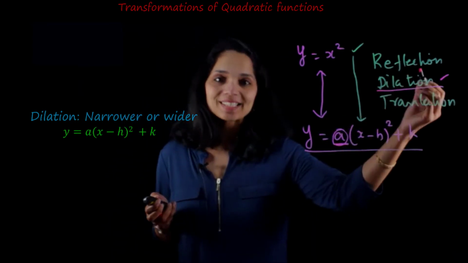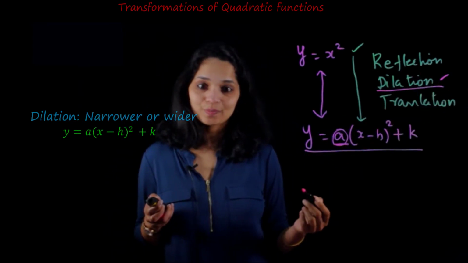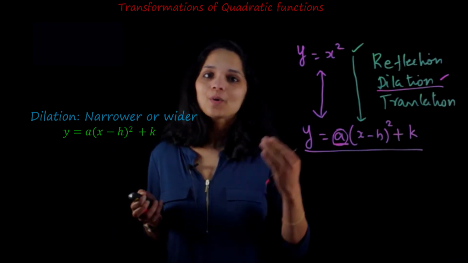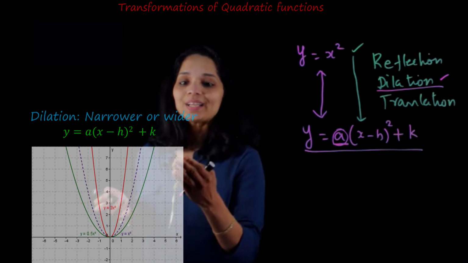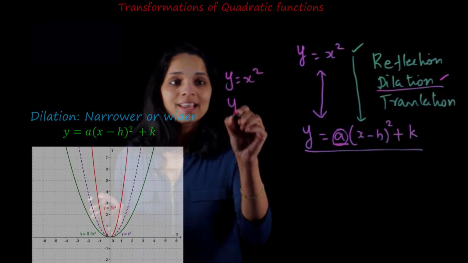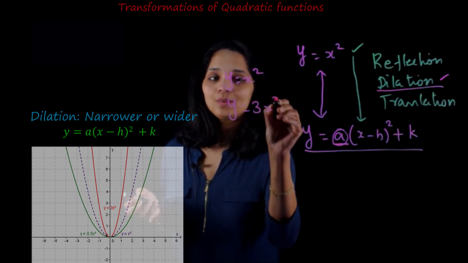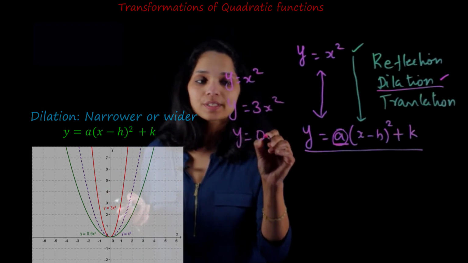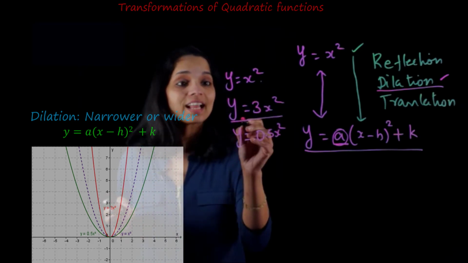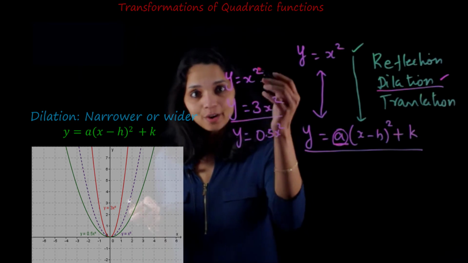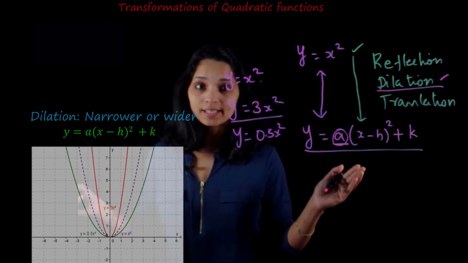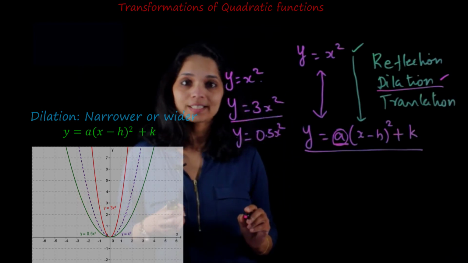Now let's look at the next transformation, which is the dilation. The dilation determines whether the graph is narrower or wider. Let's look at three different graphs: y equals x squared, the purple one, y equals 3x squared, the red one, and y equals half x squared, or 0.5x squared, the green one. You can see that y equals 3x squared is narrower and y equals 0.5x squared is wider compared to y equals x squared.